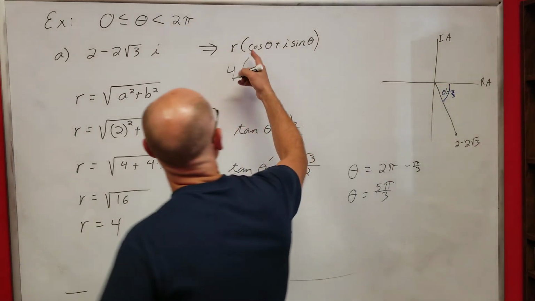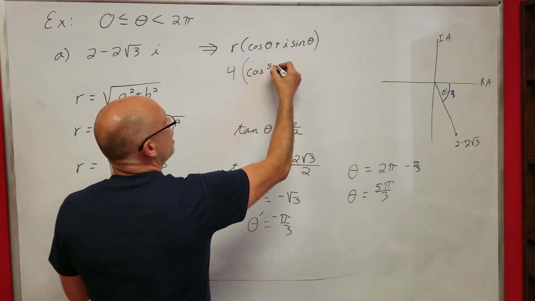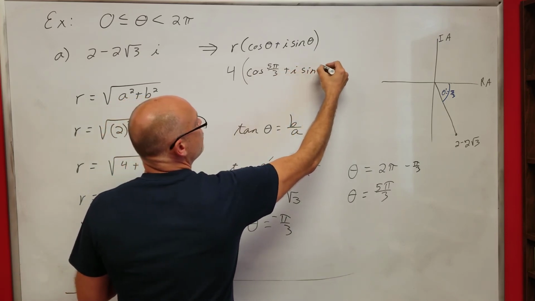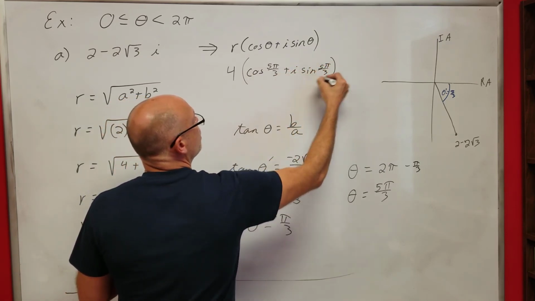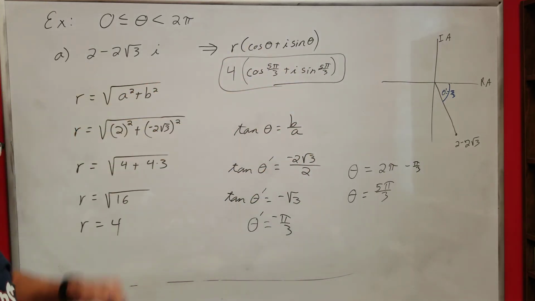So now I can fill in the rest. I can say this is the cosine of 5 pi over 3 plus i times the sine of 5 pi over 3. And there is this complex number in polar form.